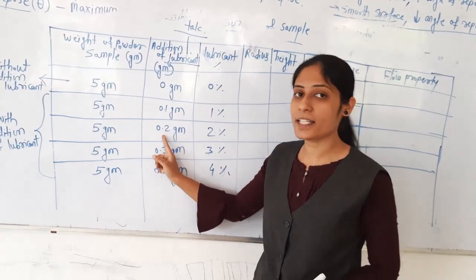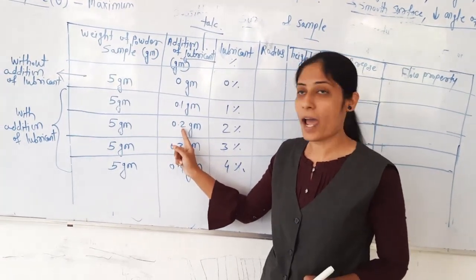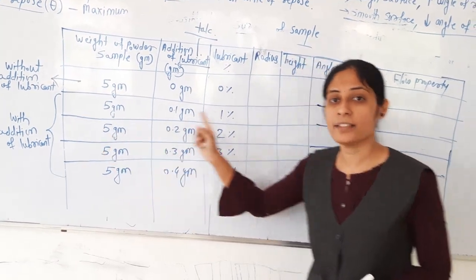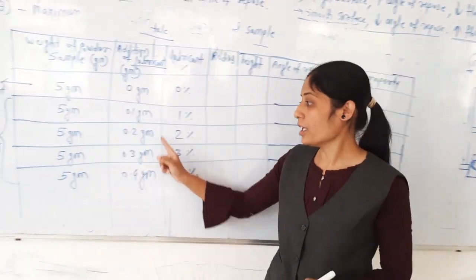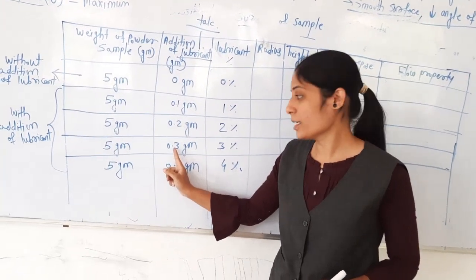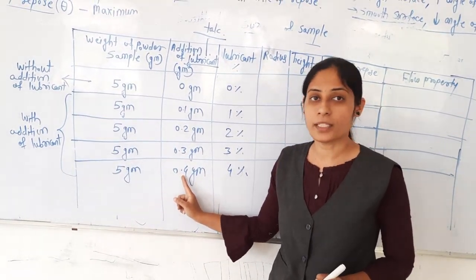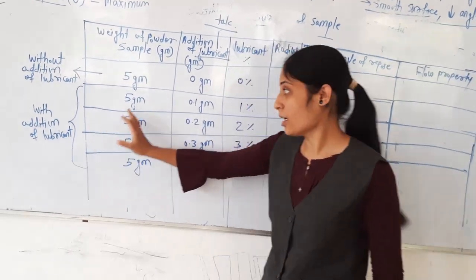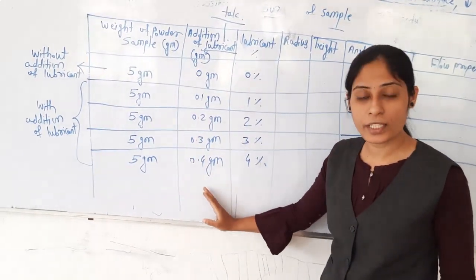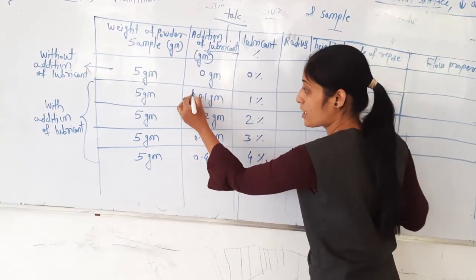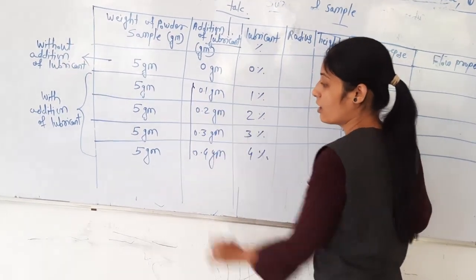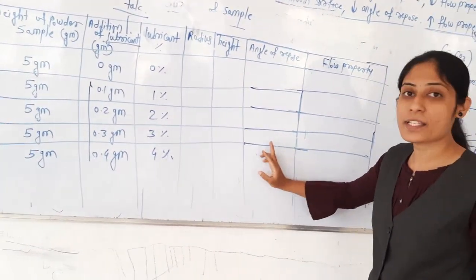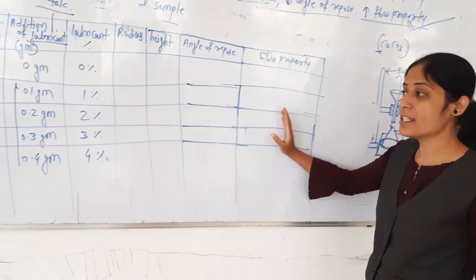Then again we increase the concentration of lubricant. We add 0.2 gram of lubricant in 5 gram calcium carbonate powder and determine the angle of repose. Again we add 0.3 gram lubricant and then 0.4 gram lubricant. So in these 4 columns, with addition of lubricants, we slowly increase the lubricant concentration. When the concentration of lubricant increases, the angle of repose decreases and the flow property increases.